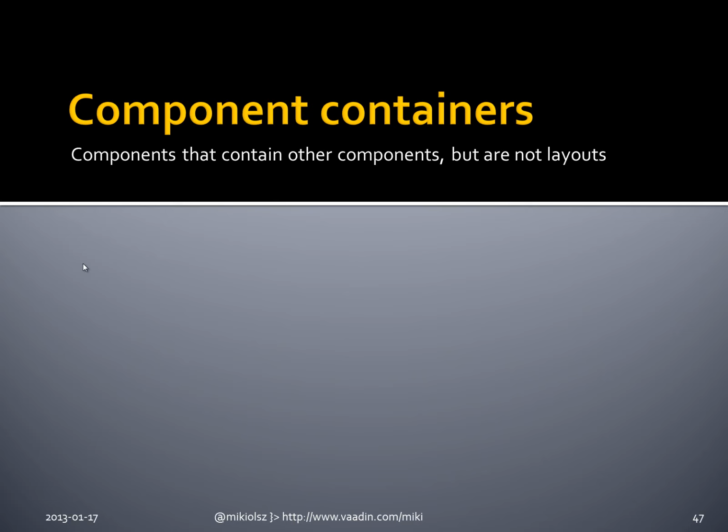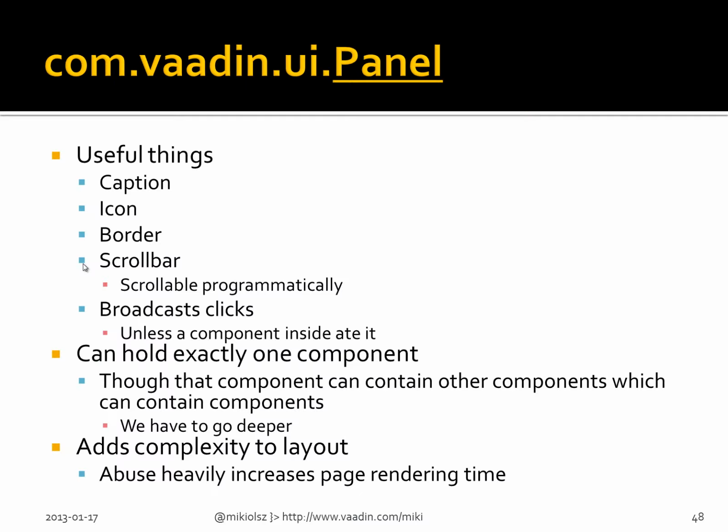Now let's move on to component containers. These are components that contain other components but are not layouts. Layouts will be covered in one of the future lectures. The simplest possible container is a panel. It is a component that holds exactly one component, which of course can contain other components, which can contain other components, and they can contain even more components in themselves.